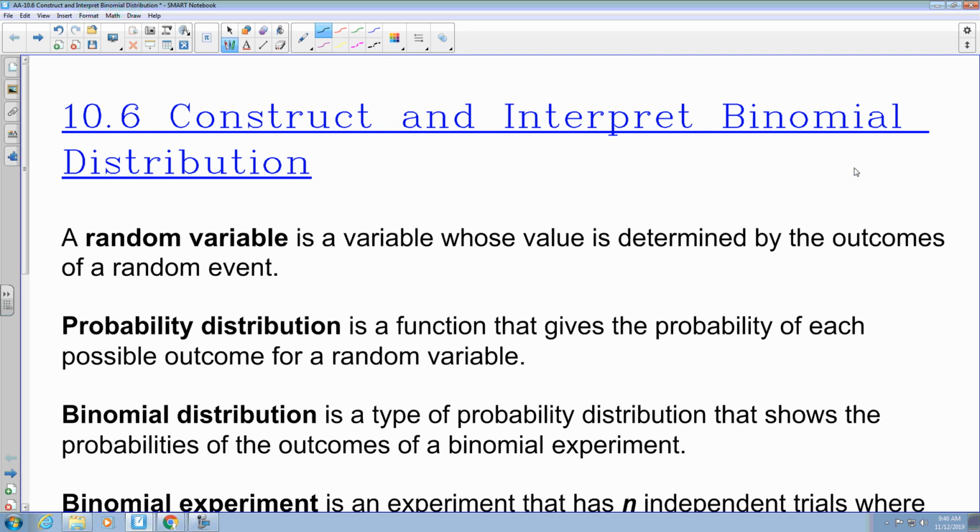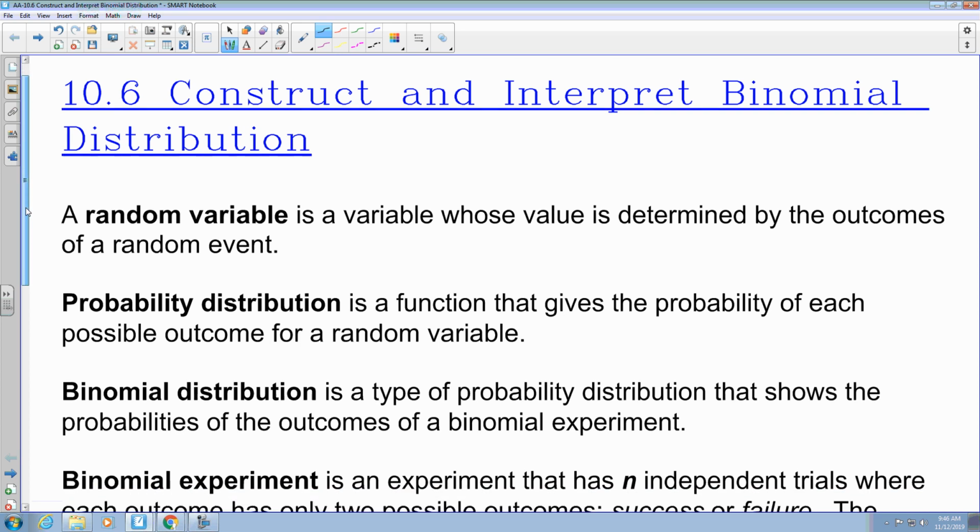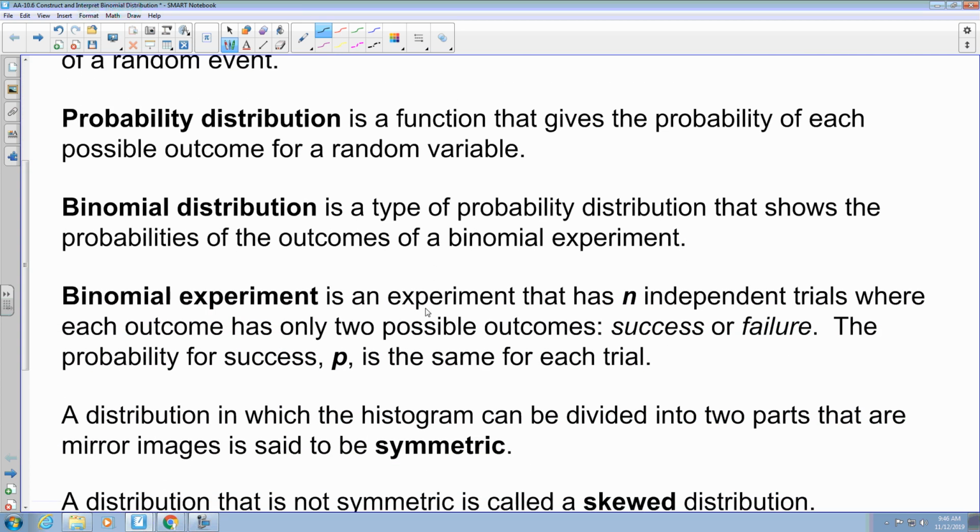It says a random variable is a variable whose value is determined by the outcome of a random event. All right. We have probability distribution. A probability distribution is a function that gives the probability of each of the possible outcomes for the random variable. We have binomial distribution, which is a type of probability distribution that shows the probability of the outcomes of a binomial experiment. That binomial experiment is where you have n independent trials where there's only two possible outcomes, for example, success or failure.